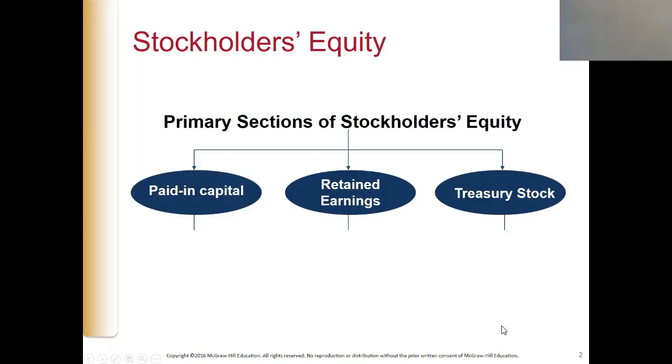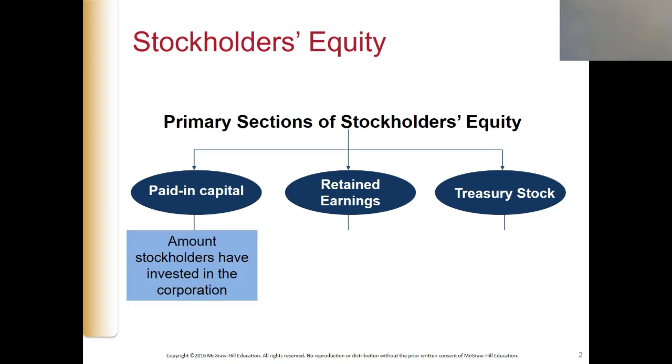In this chapter, we are going to talk about stockholders' equity. Now, the stockholders' equity section of the balance sheet is comprised of three main areas. The first one is paid-in capital, and of course this is the amount the stockholders have invested in the business. So when the stockholders purchase shares of stock from the corporation, that represents paid-in capital.